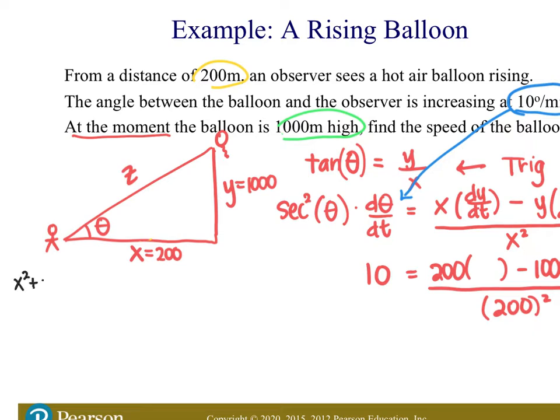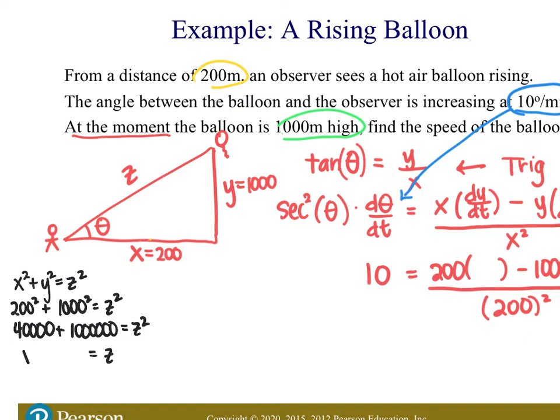So this is my scratch work here over the side. x squared plus y squared equals z squared. So 200 squared plus 1,000 squared equals z squared. That's 40,000 plus 1,000,000. So z is the square root of 1,040,000. Just leave it like that, that's fine. Okay, so now we know this.